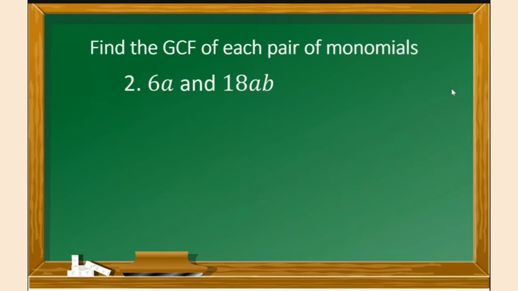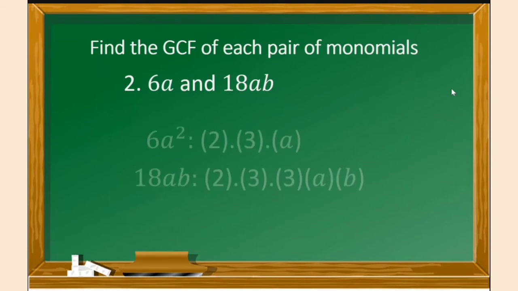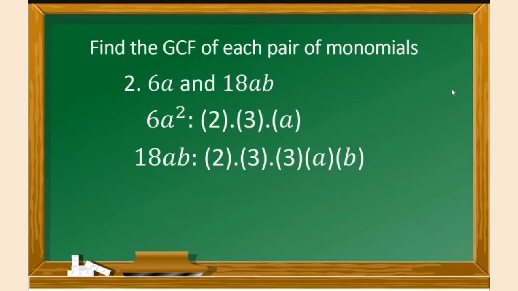So, we have 6a and 18ab. Okay, may mali ako dito. Huwag nyo na lang pansinin. We have the 6a squared. Yung squared, wala yan. Nalagyan ko lang. Edit ko na lang mamaya. So, we have 6a and 18ab.